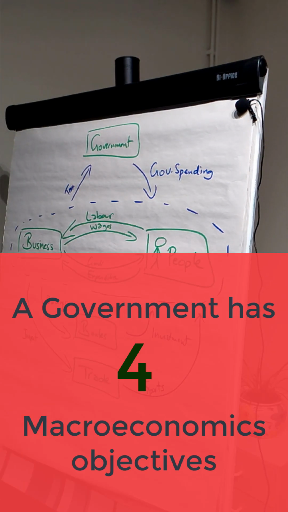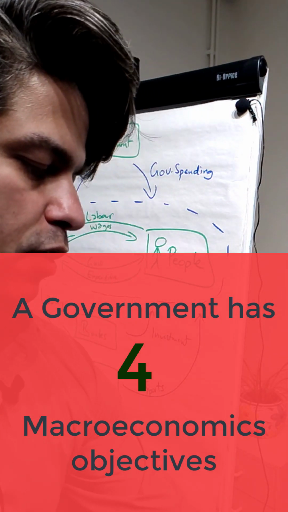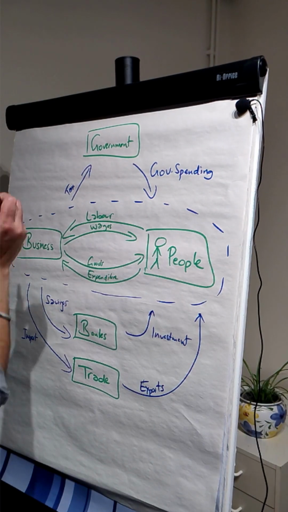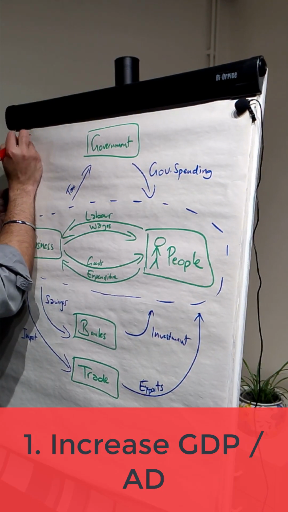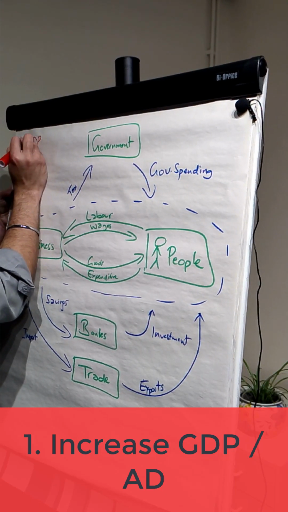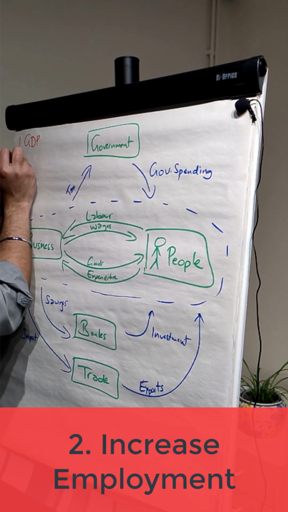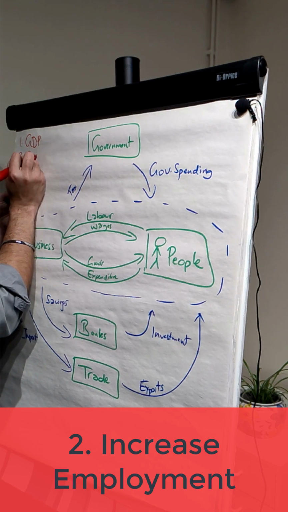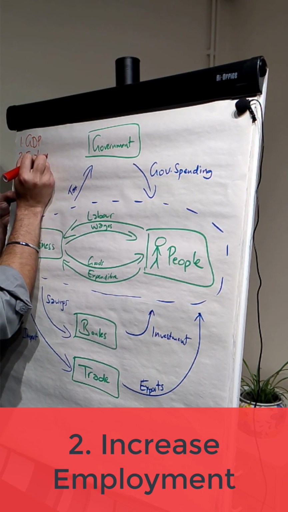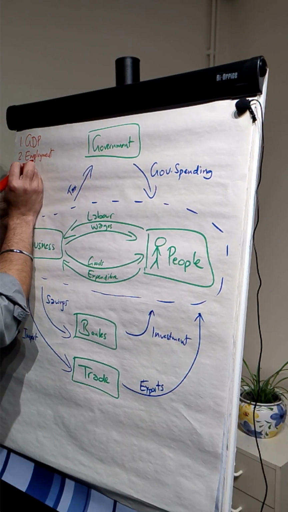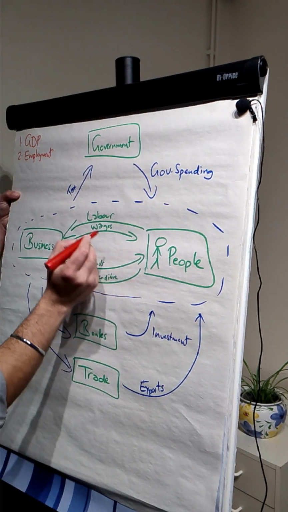Government has 4 macroeconomic objectives. What are they? Government wants to increase GDP. GDP is also known as aggregate demand. Government also wants to increase employment. Where's employment relevant here? The whole picture? Here.